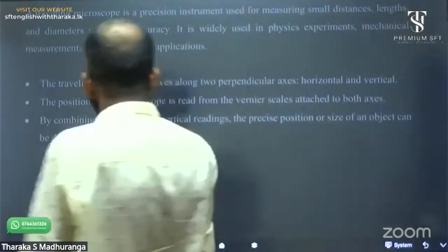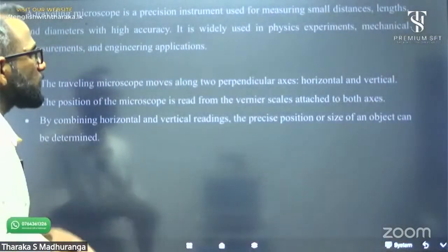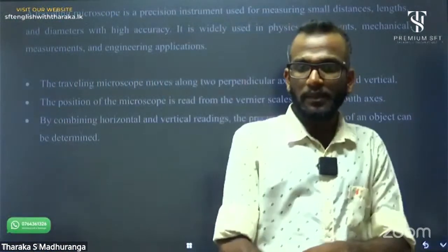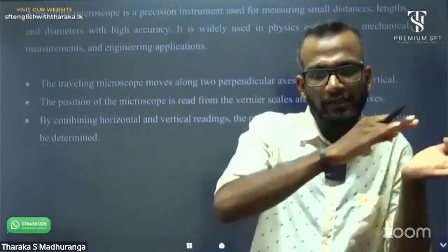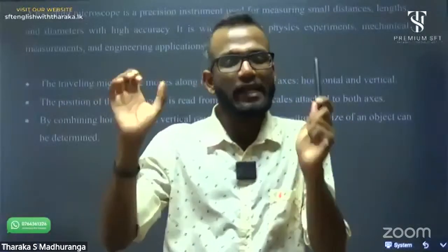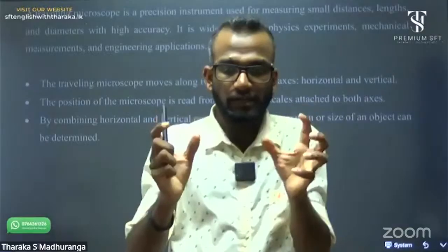The position of the microscope is read from vernier scales attached to both axes. Both the vertical axis and horizontal axis have vernier calipers. Using the vernier principle, we can get two measurements and take the difference to find the distance. Understood up to the second point?